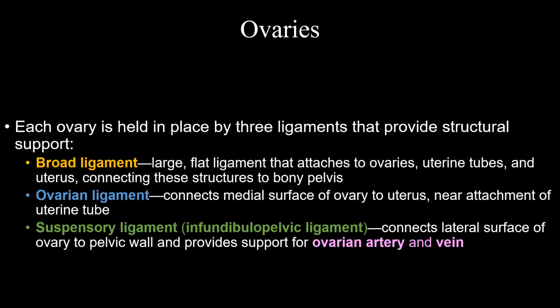And each ovary is held in place by 3 ligaments. You have the broad ligament first, which is a large flat ligament that attaches to the ovaries, the uterine tubes, and the uterus, and connects them to the bony pelvis. Then you have the ovarian ligament, which connects the medial surface of the ovary to the uterus, near the attachment of the uterine tube. Finally, you have the suspensory ligament, which connects the lateral surface of the ovary to the pelvic wall.